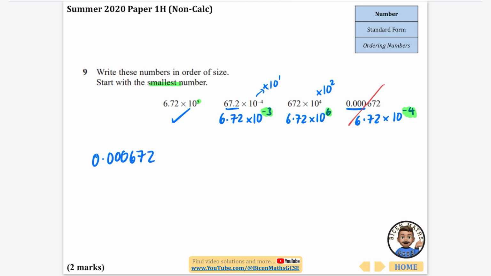Now the next smallest is this one here, where it's the power of minus 3. But I'm going to write it as its original number, like this. And then between those last two, we can see that's a power of 5, and then the last one is a power of 6. So it's going to be 6.72 times 10 to the power of 5. And then our last one is 672 times 10 to the power of 4.